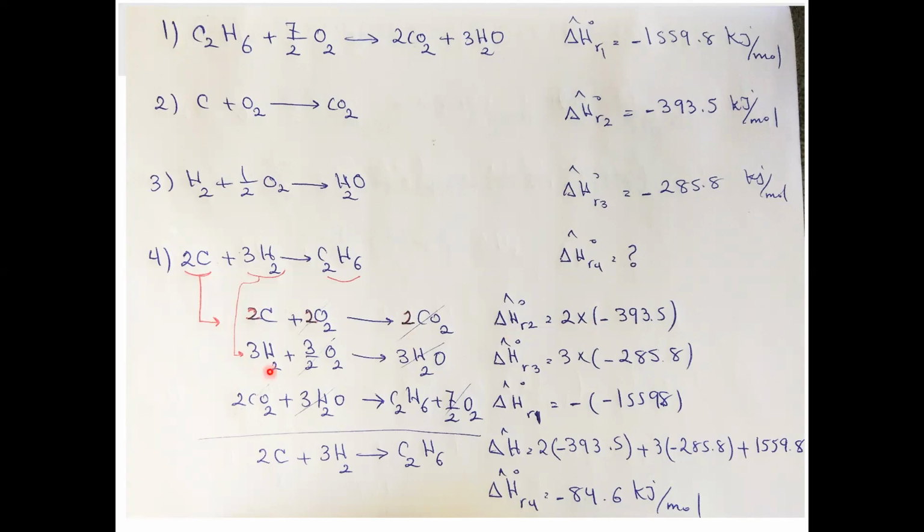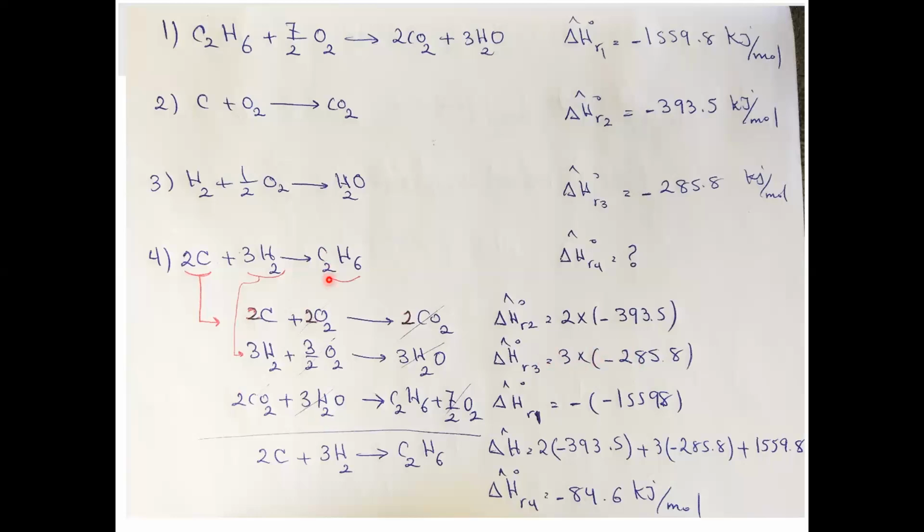So in the second part, we need 3 moles of hydrogen. Here we have the reaction in which hydrogen is involved. So we multiply this reaction by 3, the stoichiometric coefficients, 3, 3 half, and 3. As we multiply it by 3, we have to multiply the standard heat of reaction by 3 as well.